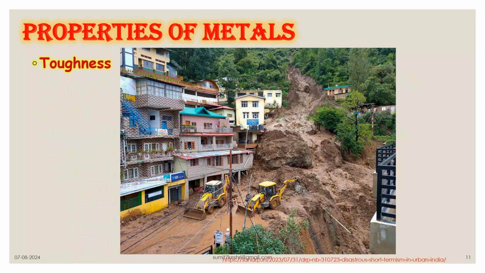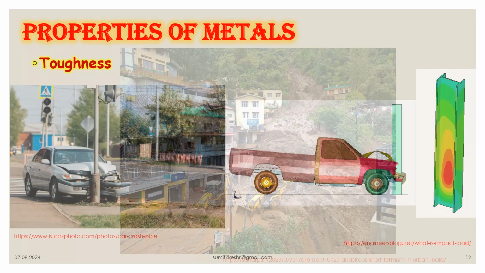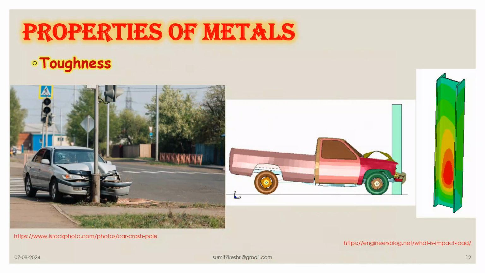In this picture, a big amount of soil debris can be seen hitting the building. Obviously, when this soil debris hit the building, there would have been some impact load on the building. When a moving car hits an electric pole, it also exerts an impact load. In this video, we will discuss this impact load, which is related to toughness of the material. We will also learn how to determine the toughness of material through laboratory test.